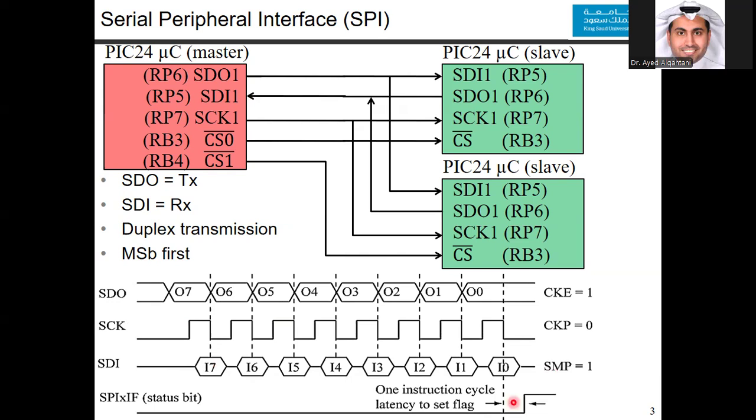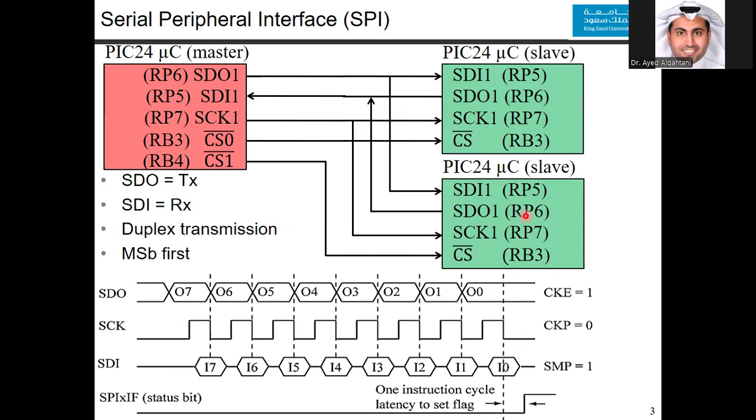This is the general idea, but I should mention before we move to the next slide that for the chip select in the slaves, here we used RB3, and here we use the RB3 of the other microcontroller. It could be even different than that. Maybe RA and here RB7, could be any port. It doesn't have to be RB3.